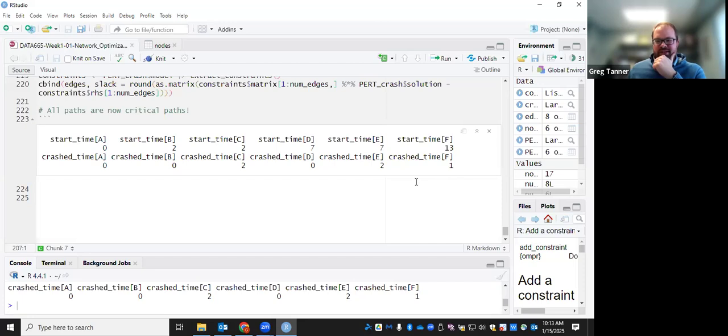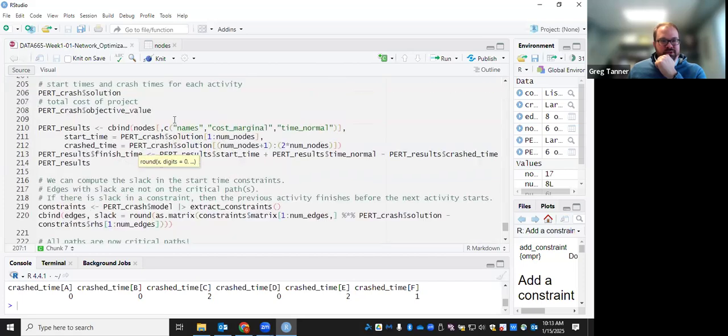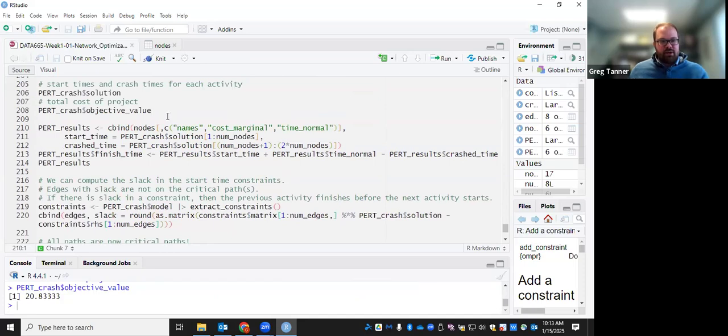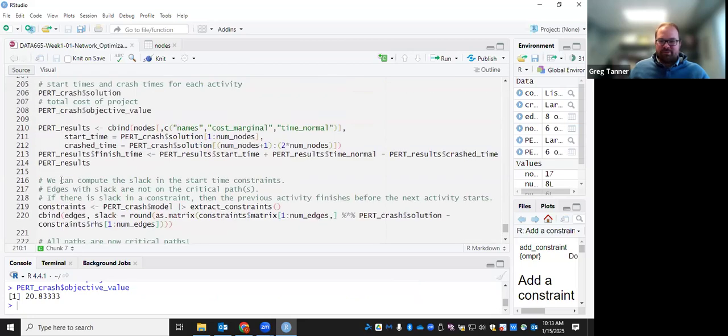Okay. And so let's maybe look a little bit at the intuition of why those activities were crashed. So our total objective value here was a cost of 20.83 units of cost, whatever cost units these are in, whether they're thousands of dollars or what, depends on the context of the problem. Here I've gone ahead and created a results data frame where I'm taking some of the stuff from the nodes, essentially the names of the nodes, the marginal cost, and the normal time.